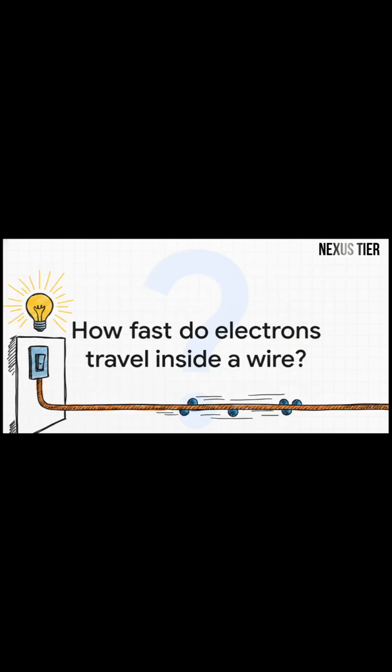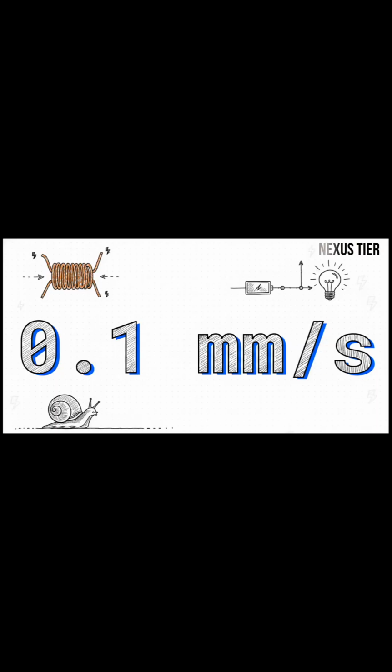Now, I want to test your intuition here. How fast do electrons actually travel inside a copper wire the exact moment you flip a light switch? We intuitively feel like electricity is instantaneous, right? Like the second that switch is thrown, boom, the room is flooded with light. So those electrons must be zooming, right? Well, prepare to be surprised.